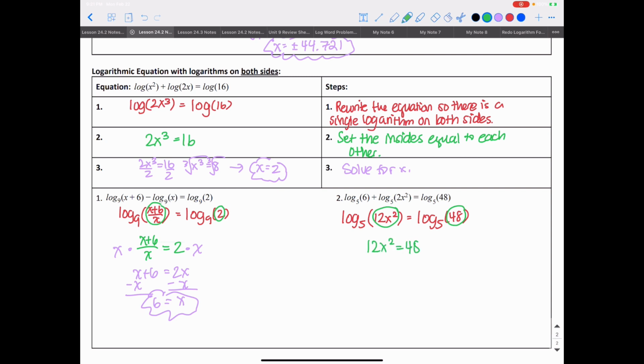I'm going to solve for x now. My third step is to solve for x. I'm going to divide both sides by 12. I get x squared is equal to 4. And then I'm going to take the square root of both sides. I get x is equal to both positive and negative 2. Or one or the other. Not both. Plus or minus 2.